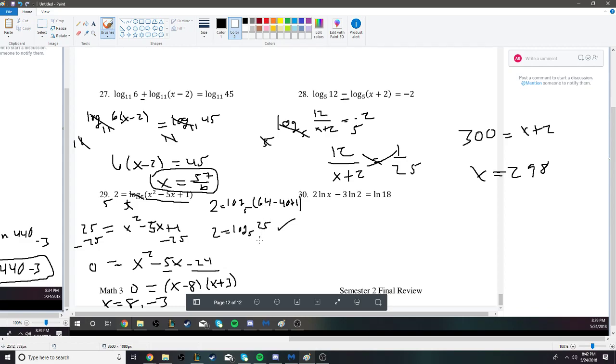Gotta check the negative 3. 2 equals log base 5 of negative 3 squared is 9. Negative 5 times negative 3 is a positive 15 plus 1. And that comes out to 2 equals log base 5 of 25, check. So both of these are working answers.